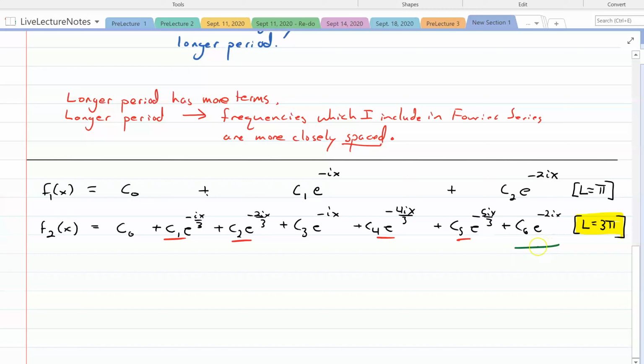So same thing again, right? The longer the period, the more closely spaced are the terms in this Fourier series, and there are more frequencies which fit in a certain range. And if I have an infinitely large period, which means it's not periodic at all, then I'm going to have an infinite number of frequencies in this range.